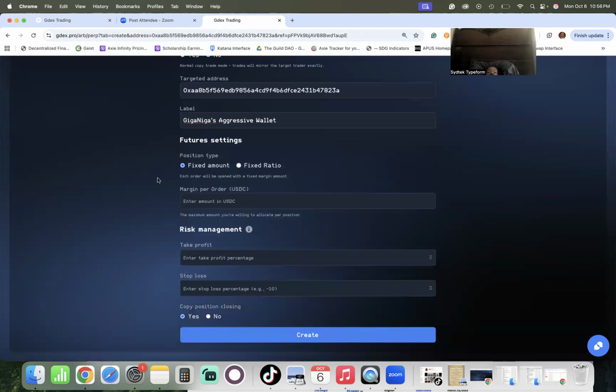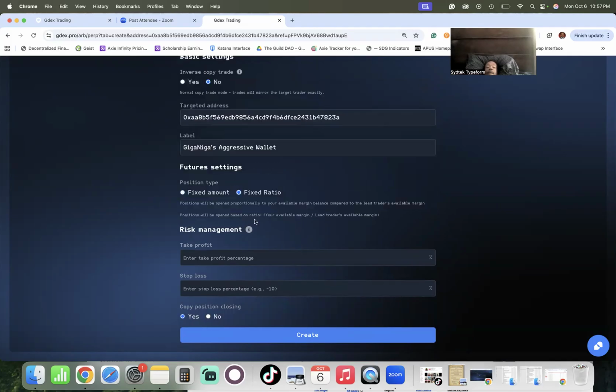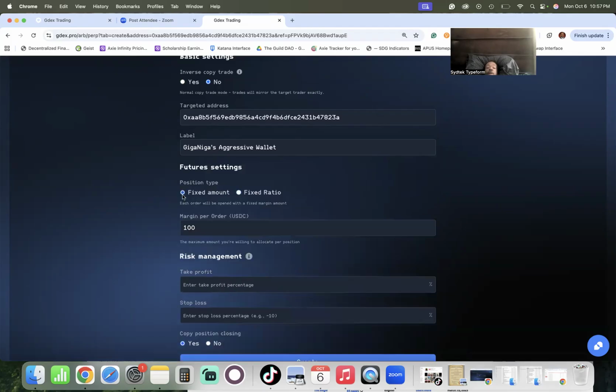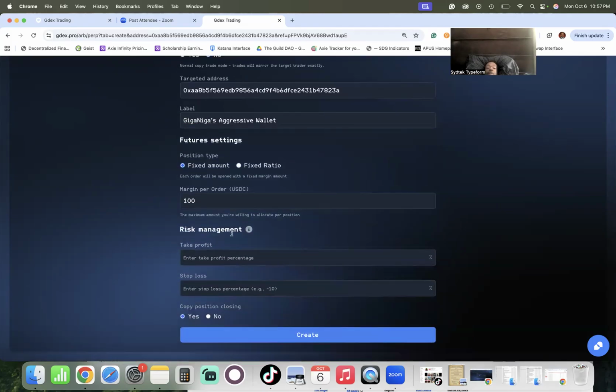Anyway, position size, fixed amount or fixed ratio. Fixed amount, you say I'm going to put in $100 every trade, and the degen puts in a trade, okay? Or you could say I'm going to put in 50 or whatever, a fixed ratio. Let's say $100. Risk management down here.